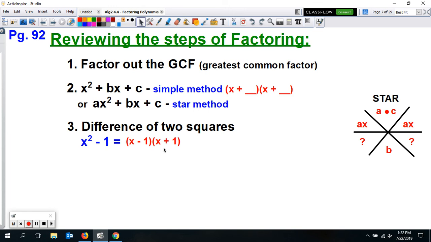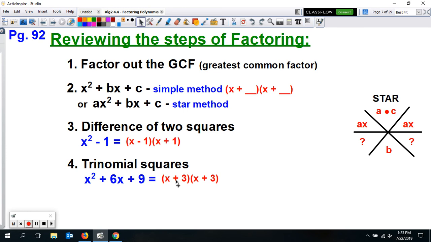You might have a trinomial as well, and anytime you have a trinomial, you can do step 2 of the simple method or star method, but you might have a special trinomial. That would be a trinomial square. And this one would be special in the sense that you could break this apart with the x squared just like with the simple method. We could do that, but there's a special number here of 3, because 3 times 3 is 9 and 3 plus 3 is 6. So it's the same exact binomial. You're getting x plus 3 and another x plus 3. So you could simplify that to a binomial squared of just x plus 3 squared.